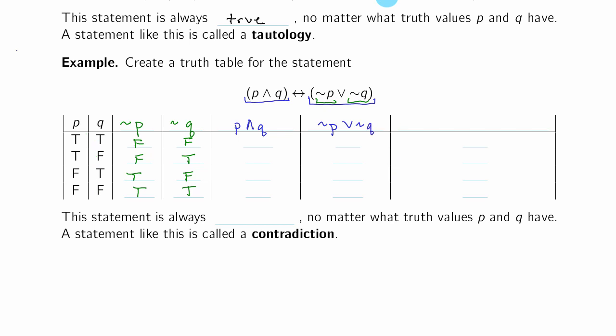For P and Q, we're going to want to do and to the P column and the Q column. So and is true when they're both true. So true and true is true. True and false is false, right? They both need to be true for and. False and true is false. False and false, still false.